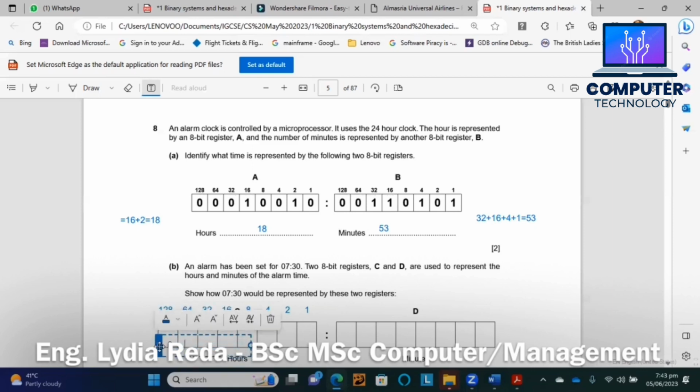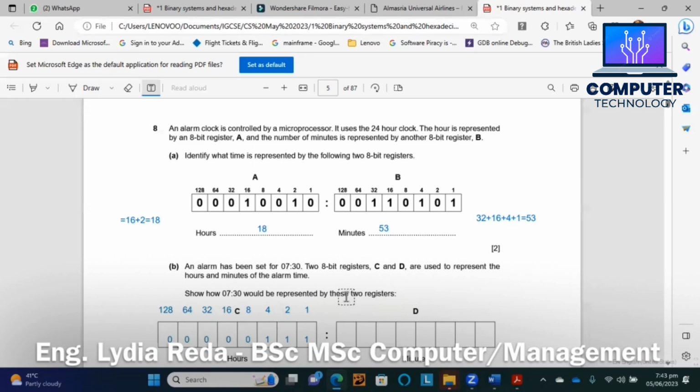Let's make it a little bit bigger. Okay. 64, no. 32, no. 16, no. 8, no. 4, yes. The 7 has a 4. Remainder 3. The 3 has a 2, yes. And remainder 1. The 1 has a 1, yes. So this is the 7.